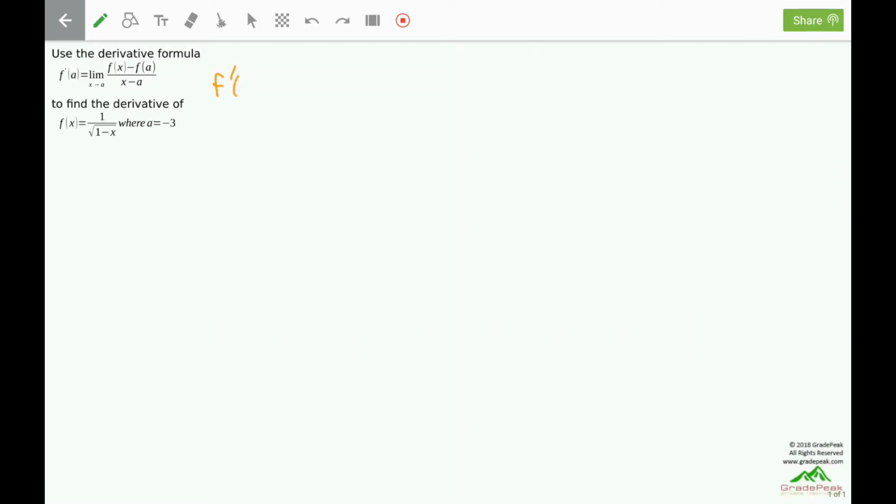So that'll be f prime of negative 3 equals the limit as x goes to negative 3 of f of x minus f of negative 3 over x minus negative 3. The next thing to do is to place f of x in: 1 over the square root of 1 minus x.